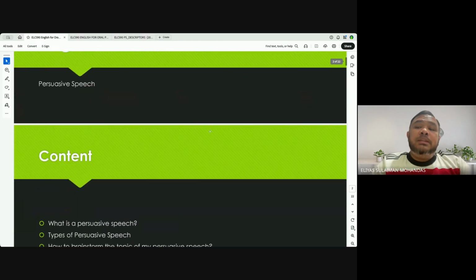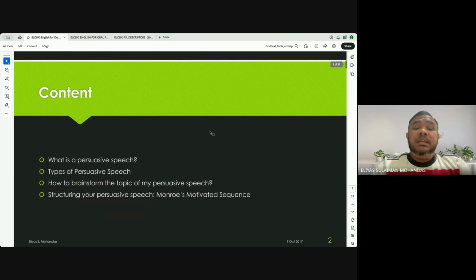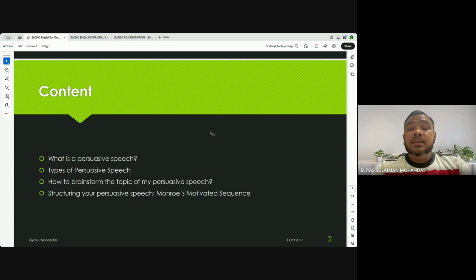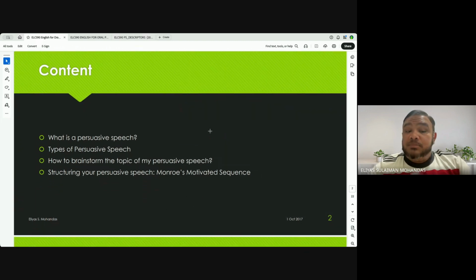So what you are going to learn or discover today is what persuasive speech is, what the types of persuasive speech are, how you can brainstorm the topic of your persuasive speech, and how you can structure your persuasive speech using Monroe's motivated sequence. Now, Monroe's motivated sequence is a concept that people often use in order to structure or construct something that is persuasive by nature. And in this case, of course, the speech.